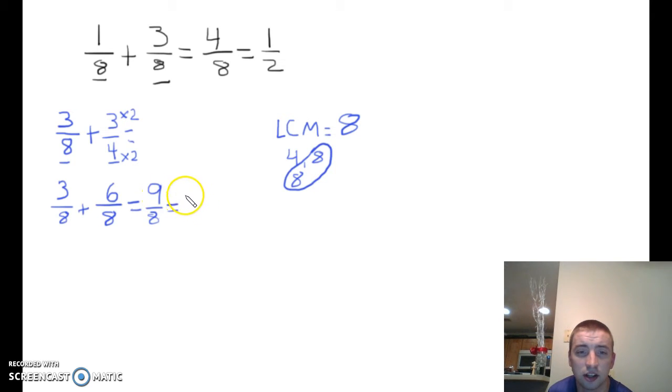Or I can change that, because that's an improper fraction. I'm going to change that to a mixed number of 1 and 1/8. Alright, let's look at another one. So if I have the fraction, let's stick with that 3/8.